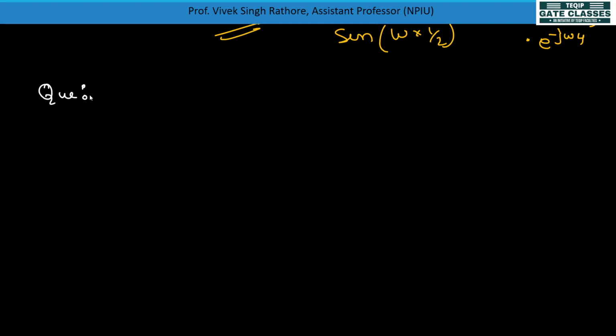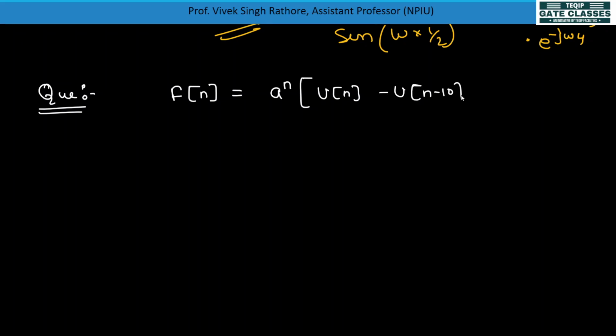If you are asked f of n is equal to, let's suppose, a to the power n, and then u of n is given, and u of n minus 10 is given. Now you have been asked to find the DTFT of this signal. So let's see how we can do it. What will be our approach? Before seeing the solution, you need to pause the video and check whether you are able to solve it or not, and only then should you see the solution.